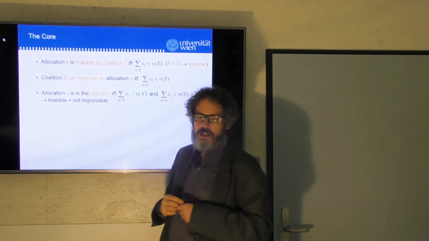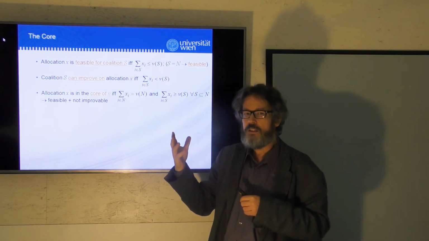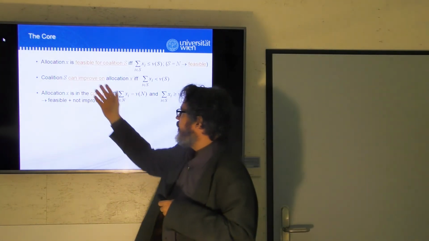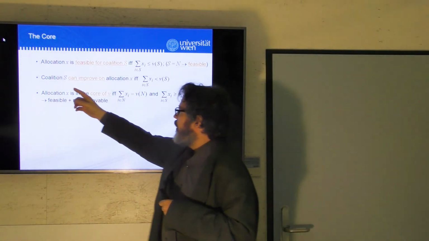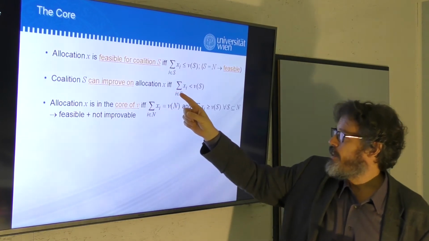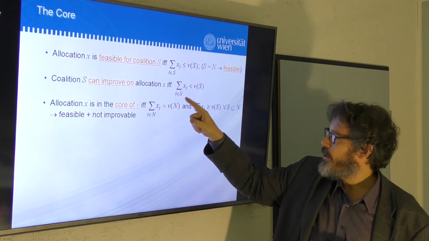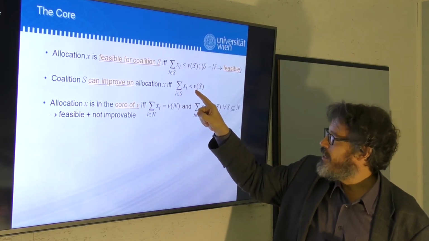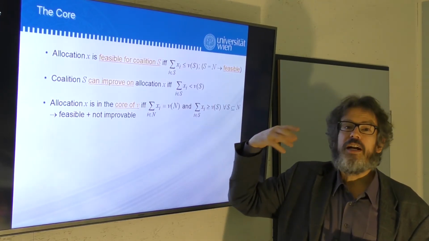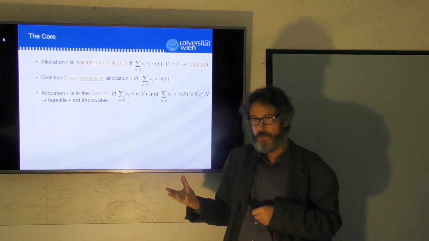And the second definition we need is a notion of what it means to make the result of a game better for individual players by doing additional negotiations. So this is captured in the second definition. A coalition S can improve on an allocation x if and only if the sum of the payoffs for the members of the coalition is strictly less than the characteristic function of the coalition itself, which means there is additional money to be distributed. And now we come to the definition of the core.